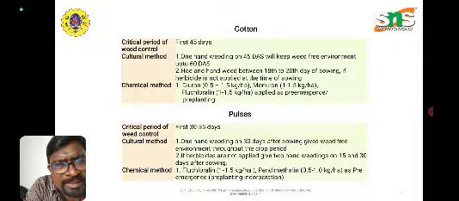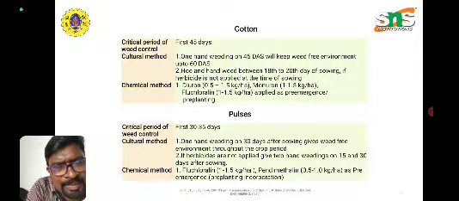As for the chemical methods, diuron at 0.5 to 1.5 kilograms per hectare, then monuron at 1 to 1.5 kilograms per hectare, as well as fluchloralin at 1 to 1.5 kilograms per hectare, applied as pre-emergence or pre-planting, etc. Next, the crop is pulses.